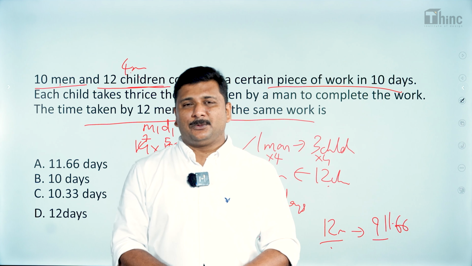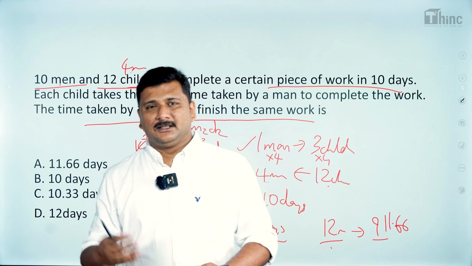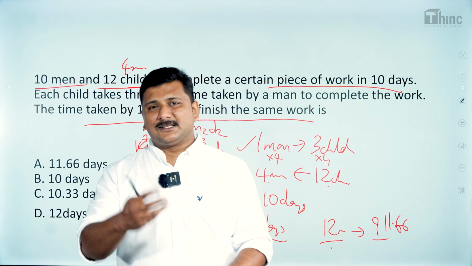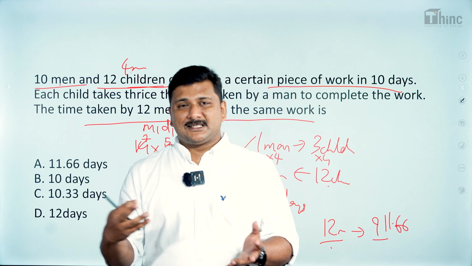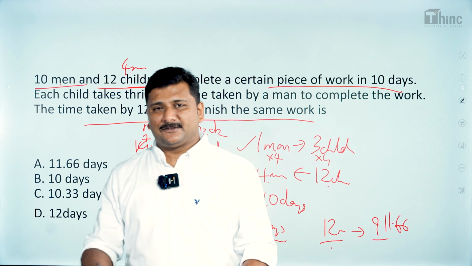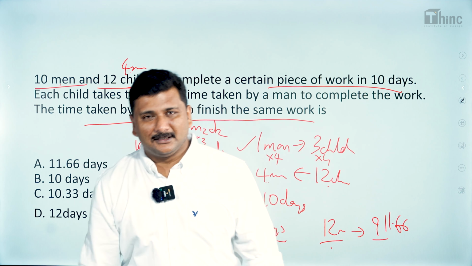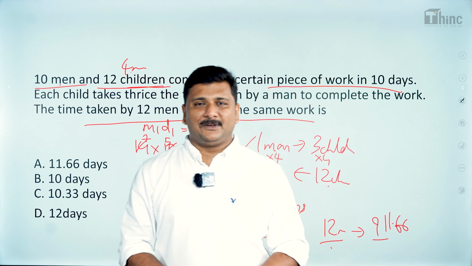Apart from that, we discussed efficiency. If A is 3 times more efficient than B, what is the meaning? That means if B takes 3x days, A takes only x days. In that way, we can interpret the efficiency in terms of days, and we can conclude and do some questions. And apart from that, we did another type of question at the end where we have a group of people working together. So this much is what we discussed in this video.